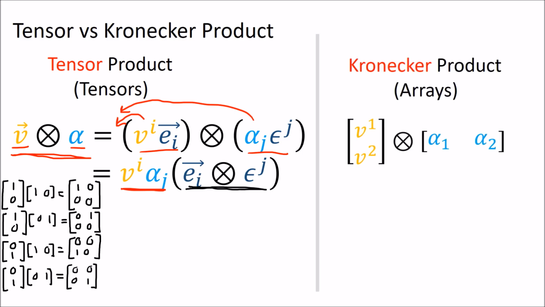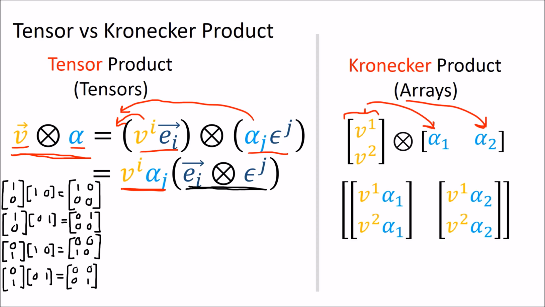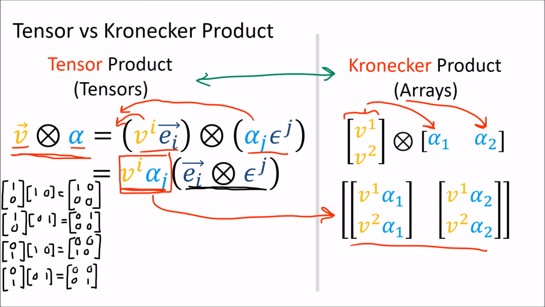Now, if we took the Kronecker product of the column vector associated with v and the row vector associated with alpha, this would give us a row of columns, or basically a matrix. And remember that I said that these coefficients here are like the entries of a matrix. Well, here that matrix is, right here. So really, the tensor product and the Kronecker product are basically doing the same kind of thing. It's just that the tensor product is combining the abstract vector and the abstract covector in the land of algebraic symbols, and the Kronecker product is combining the vector array and the covector array in the land of arrays.